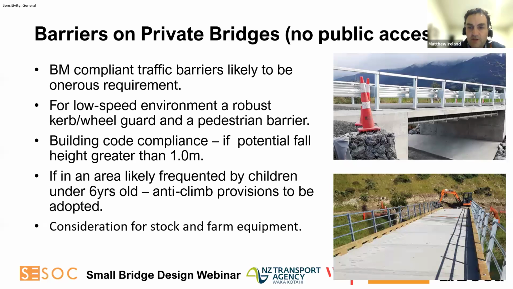To achieve building code compliance, if the potential fall height is greater than 1 meter, you will need to include a pedestrian barrier or guardrail. Another key thing to note is that there are different requirements for these barriers. Particularly if your bridge is in an area which is likely to be frequented by children under 6 years old, you'll need to adopt the anti-climb provisions, which basically specify some tighter requirements for guardrail design, really, or barrier design.